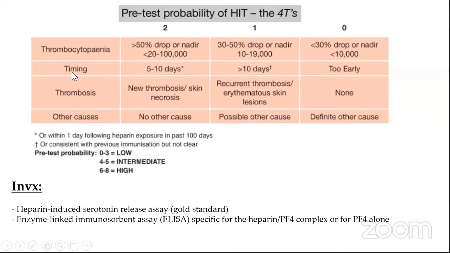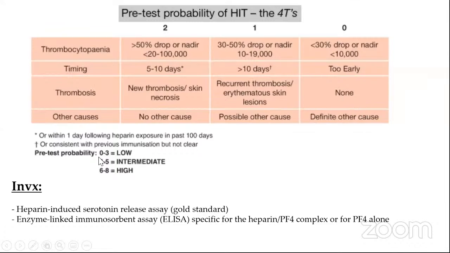For timing, if it's within 5 to 10 days, as we said, you give it a score of 2. More than 10 days, 1. Too early, 0. For thrombosis, if there is new thrombosis or skin necrosis, 2. Recurrent thrombosis and erythematous skin lesions is 1, or if none, 0. For other causes, if there are no other causes that can lead to this picture, you give it 2. If you have some possible cause, you give it 1. If there is a definitive other cause, you give it 0.